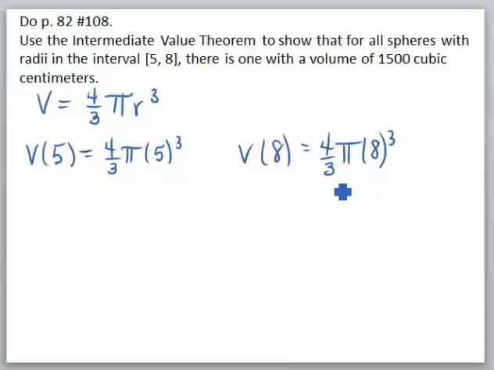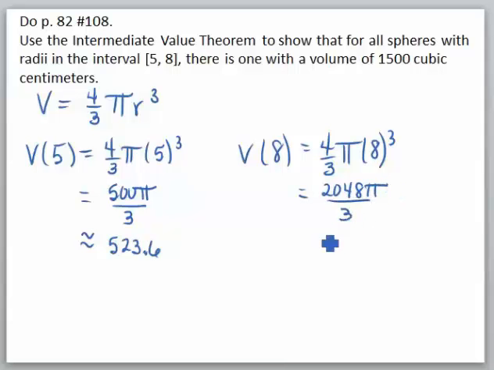And when we go to compute each of these, this one gives me 500 pi over 3, which is approximately 523.6. And this other one is 2,048 pi over 3, which is approximately 2,144.7.